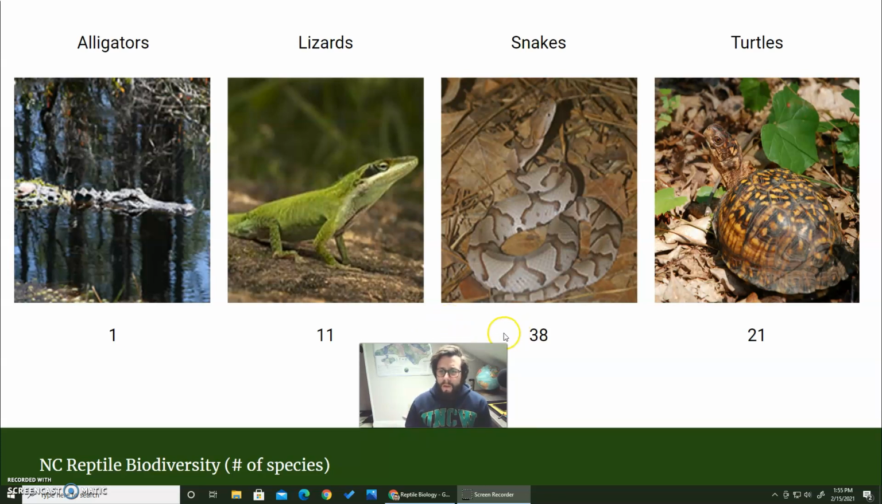We actually have a much higher diversity in snakes and turtles, having to do with lots of the aquatic habitats that we provide here in North Carolina. So lots of aquatic snakes, lots of sea turtles, terrestrial turtles, and the diversity of habitats really encourage the diversity of reptiles that you can see.